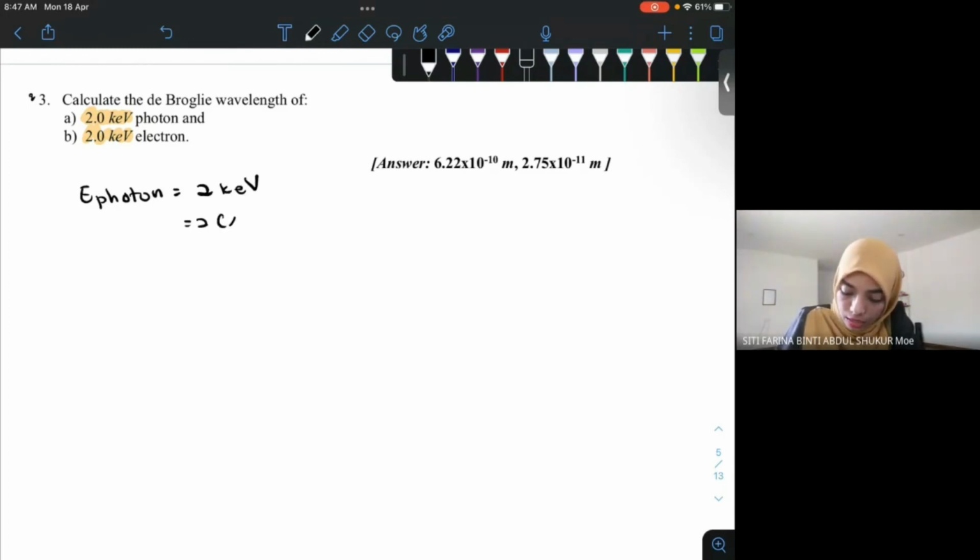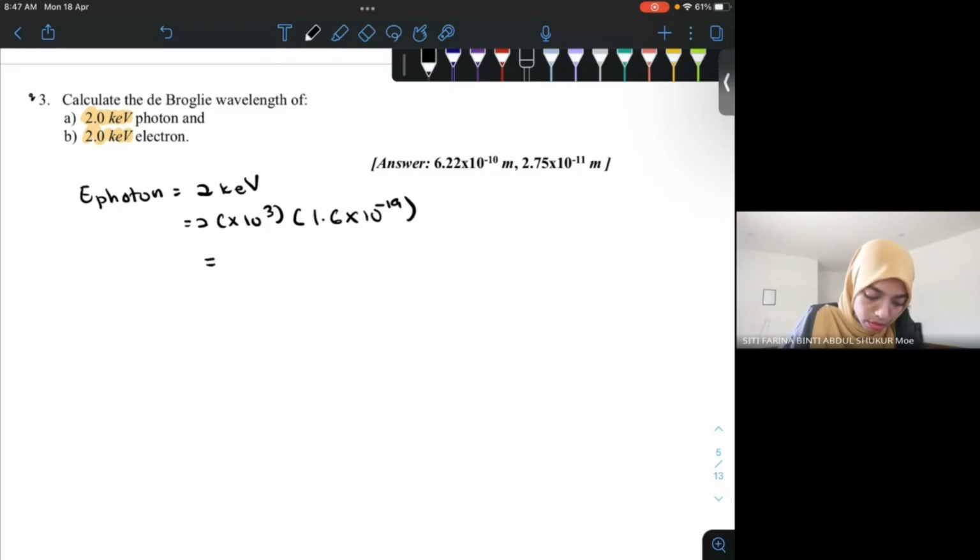K adalah 10 kuasa 3. EV nak convert pergi joule. Faham ke? So you will end up with 2 darab 1.6 exponent negative 19 eksponen 3, so kamu akan dapat 3.2 times 10 to the power negative 16 joule. This is what you get as your energy of photon.